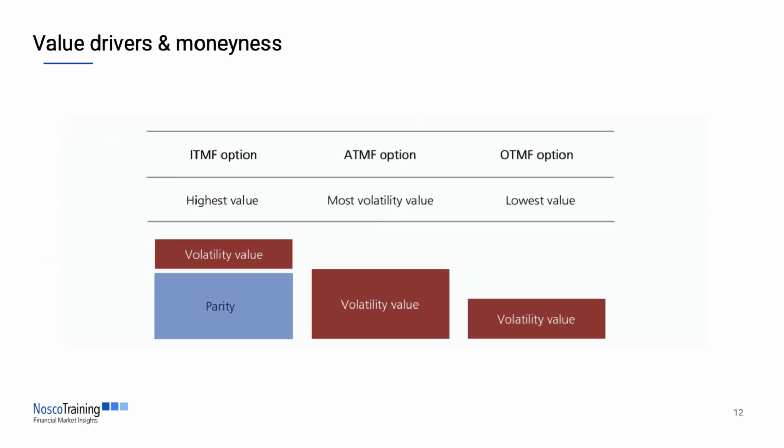To summarize, in-the-money forward options have the highest total value because they contain both parity value and volatility value. Out-of-the-money forward options have the lowest total value because they contain only volatility value. At-the-money forward options also consist only of volatility value, but they have the highest volatility value because the right to choose is most valuable when it is still uncertain whether the option will finish in or out of the money.